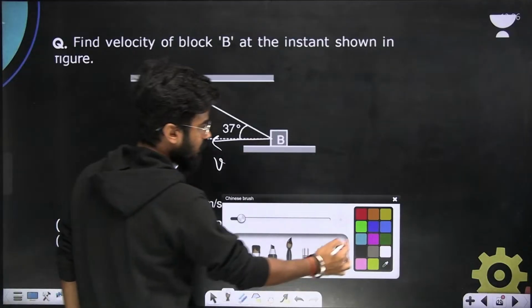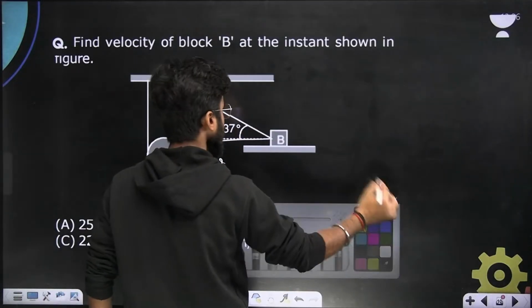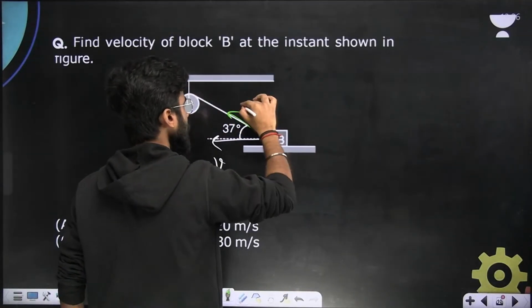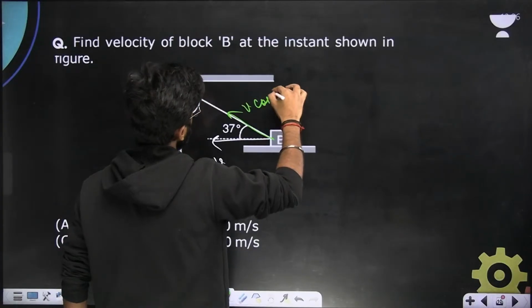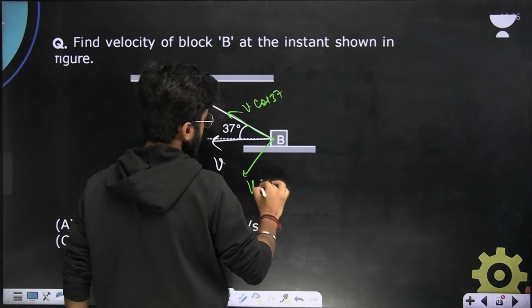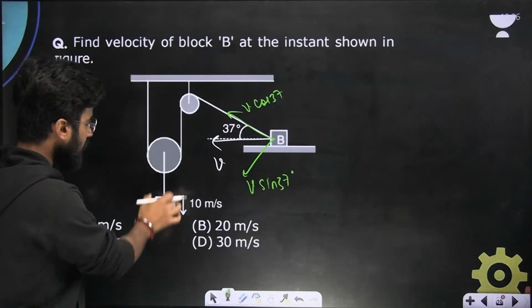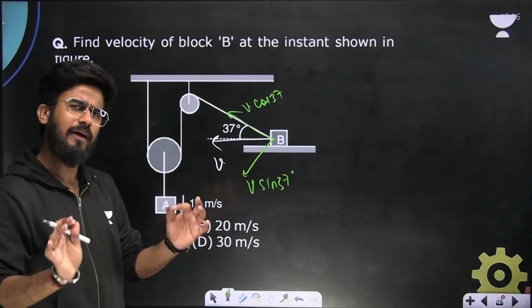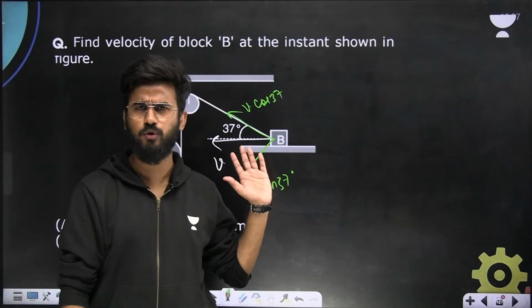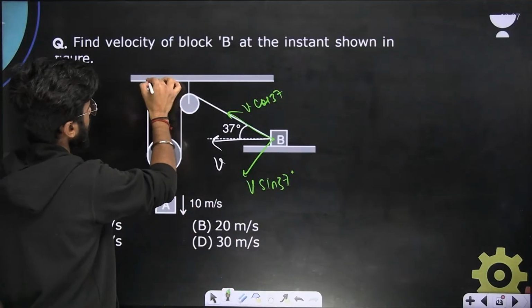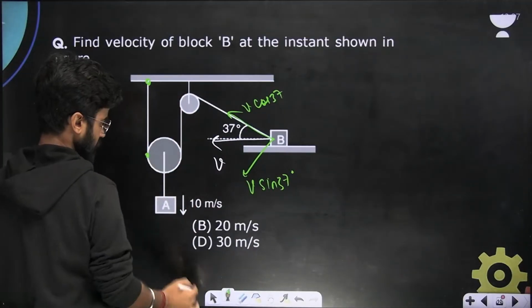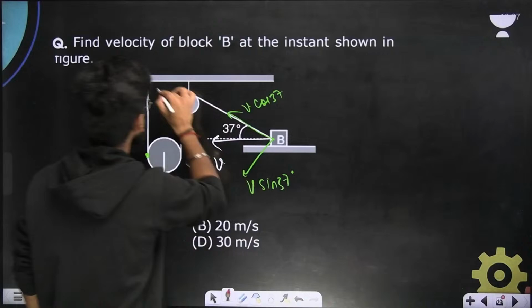Now we will just take the components. The component of velocity V in this particular direction is V cos 37, and in this direction V sin 37. Now this is 10. Now what we have to do is apply the simple procedure which I have told in the last slide: mark the point. This, let me draw with the other color. This.